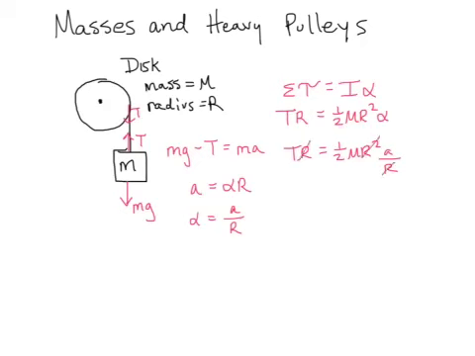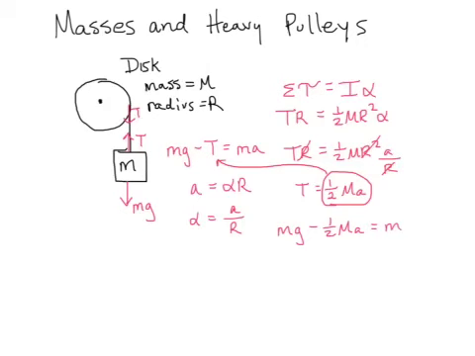I'm able to substitute in a over R for that alpha because the linear motion of the hanging mass, the linear motion of the string, and the linear motion of the edge of the disc, the edge of the pulley, are all the same. And so the acceleration of that mass and the acceleration of a point on the edge of the pulley are the same, so alpha does equal a over R. Okay, so what I've done now is just simplify that equation to T equals 1/2 times big M, the mass of the disc, times a, and I'm going to sub that into my other equation, mg minus T equals ma, and I'm going to get mg minus 1/2 big M a equals little m a.